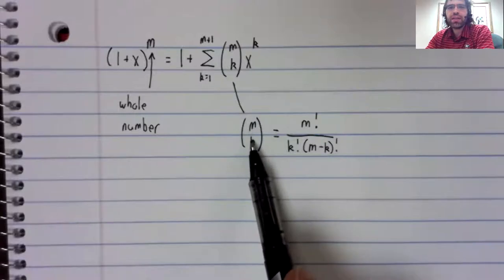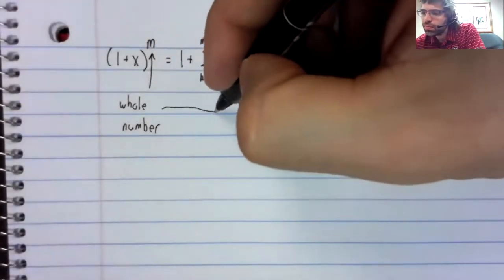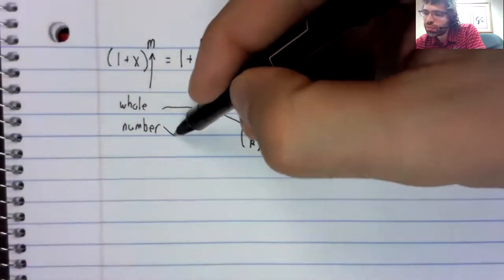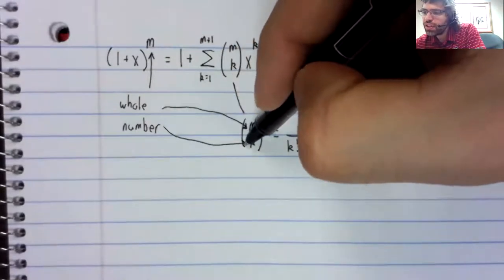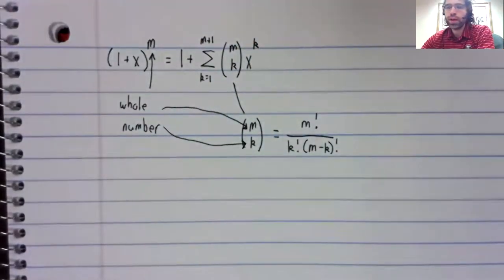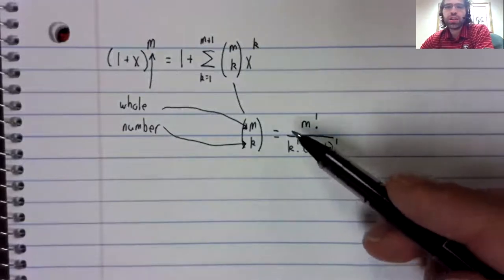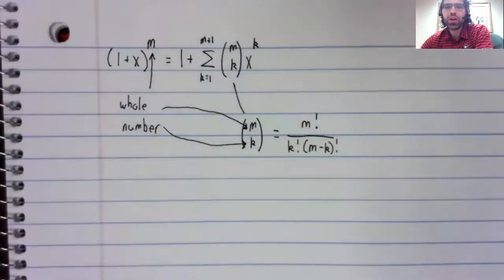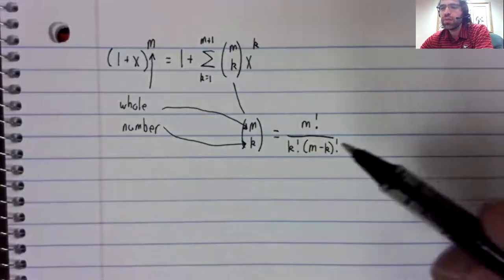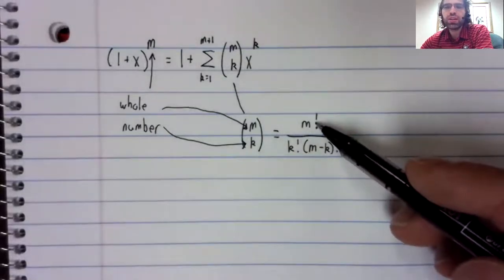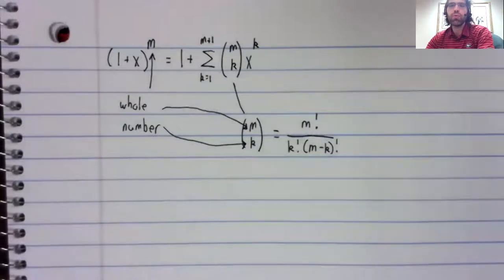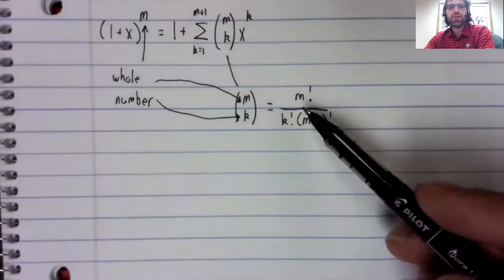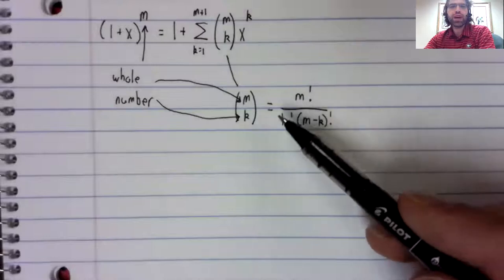Here, I've already said that m is a whole number. K is also a whole number. This equality doesn't make any sense if either m or k are not whole numbers, because the factorial is only defined on whole numbers. Let's make the observation, however, that we could rewrite this.